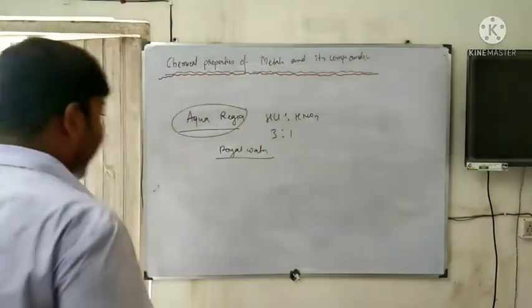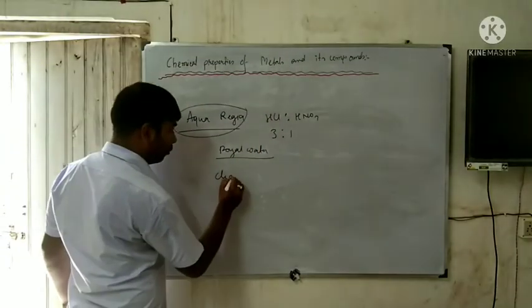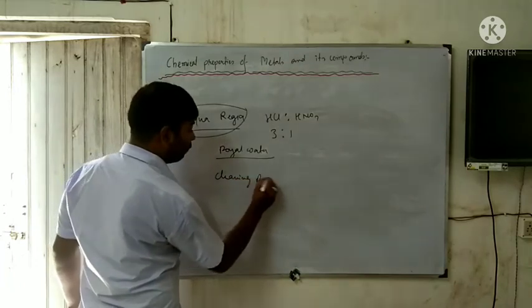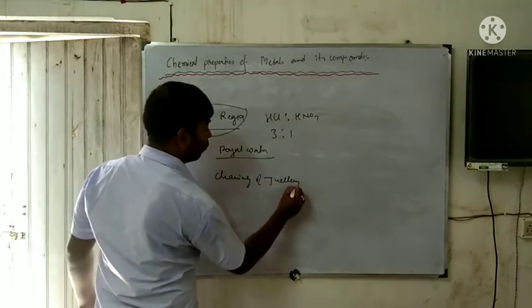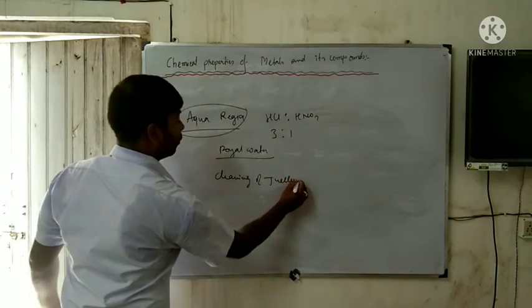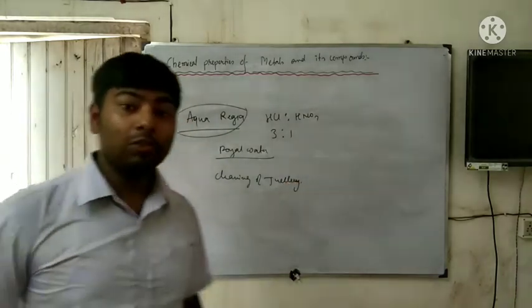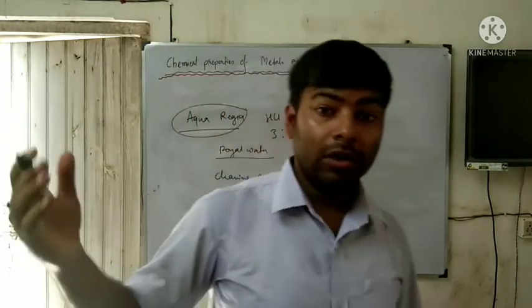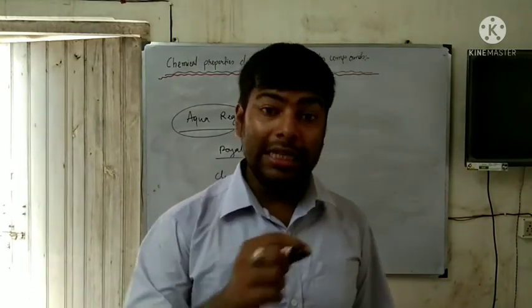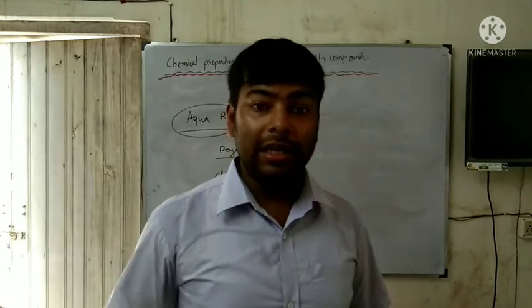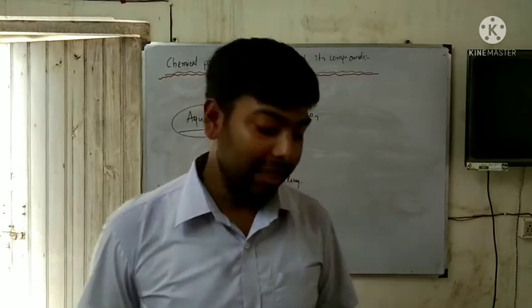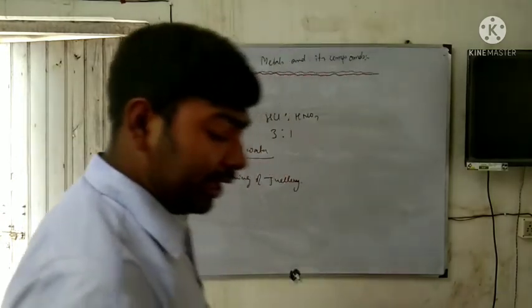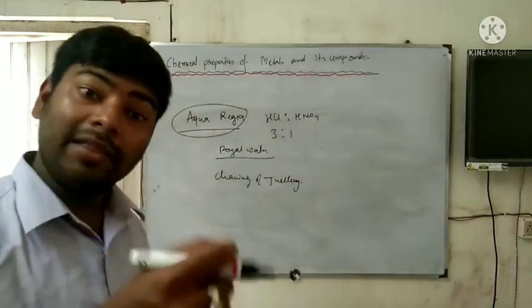Okay, royal water, and it is used in the cleaning of jewelry, especially. That's why in a jewelry shop, the goldsmiths use that acid to clean our jewelry. After cleaning, it becomes very shiny, very glazy. Okay, so this is how they react. What is the chemical reaction behind that cleaning?